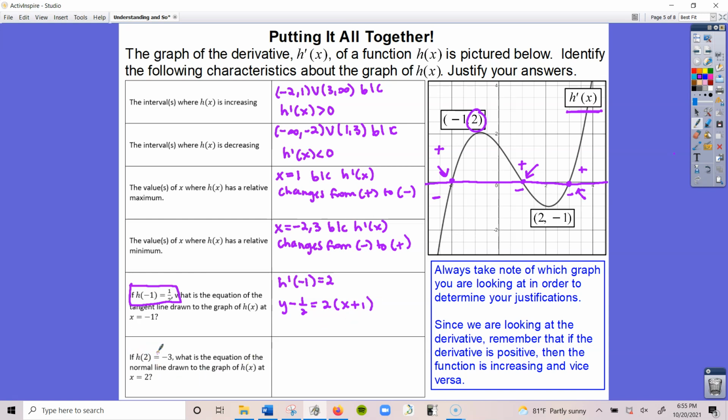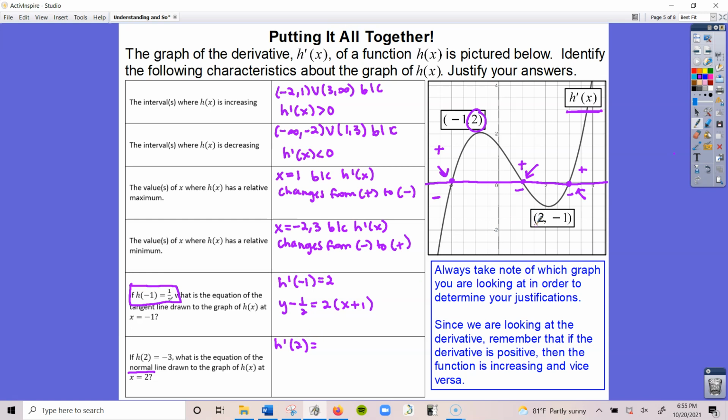If h of 2 is equal to -3, what is the equation of the normal line to the graph of h of x at x is equal to 2? So we have here our point of tangency, which is the same point that the normal line goes through. So what I need is the slope of the normal line. To find the slope of the normal line, we first need to find the slope of the tangent line. And then I would do the opposite reciprocal to get that slope of the normal line.